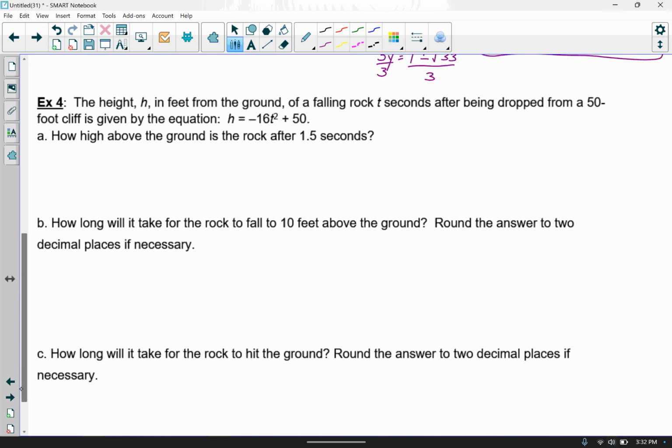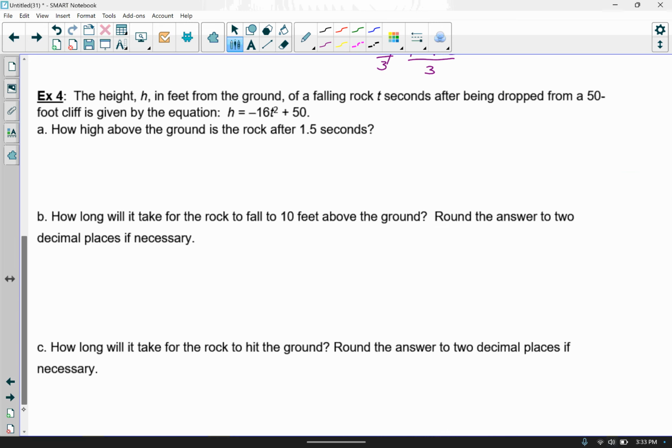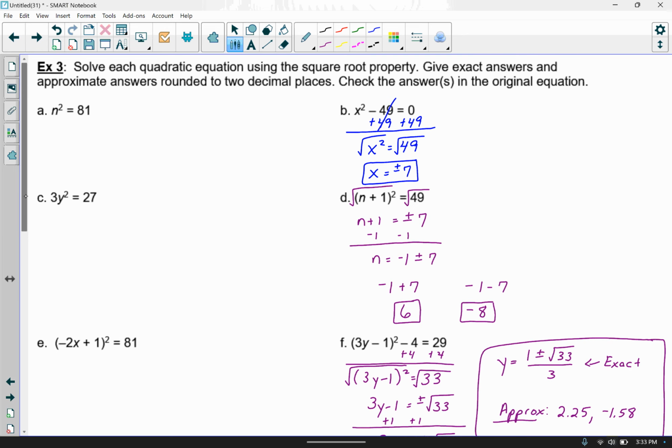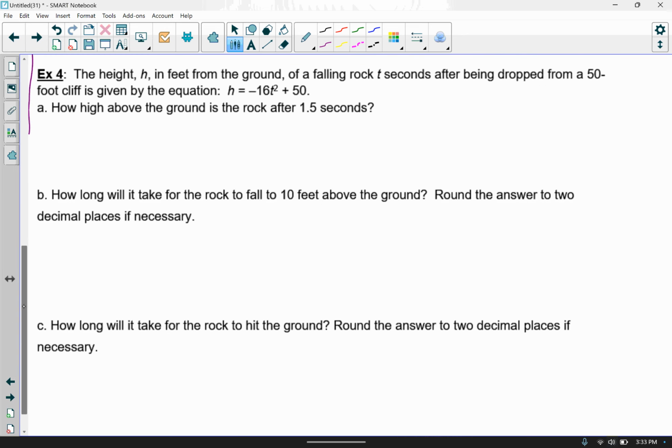All right, let's scoot on down to example 4. We'll take this one from top to bottom. And again, I would definitely recommend you pause the video now, try this left-hand column, and check yourself by the solution key. All right, so down below in example 4, it says the height h in feet from the ground of a falling rock t seconds after being dropped from a 50-foot cliff is given by this equation. Part A wants to know how high above the ground is the rock after 1.5 seconds.